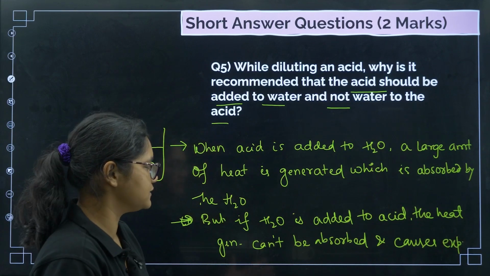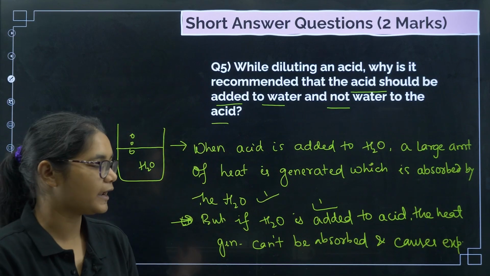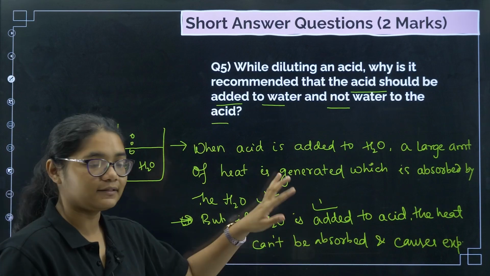So in this way if you answer, this carries 1 mark and this carries 1 mark. Okay, so you have to write not only why it is added, but you should also explain why it should not be added in the other way.